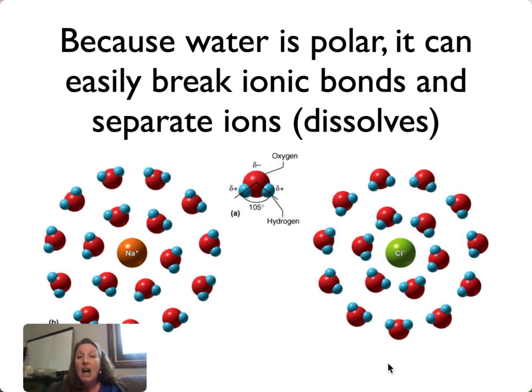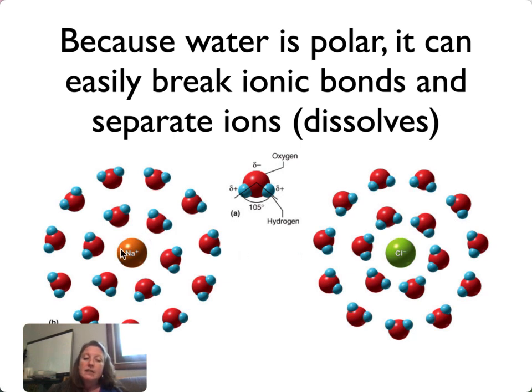Now, because water is polar, it can easily break ionic bonds. Remember, we saw an ionic bond between sodium and chloride. So when they're sitting at the bar and they're not in the swimming pool full of water, sodium and chloride are super attracted to each other. You really have a hard time getting them apart. But as soon as you put them in water, sodium and chloride become separated.